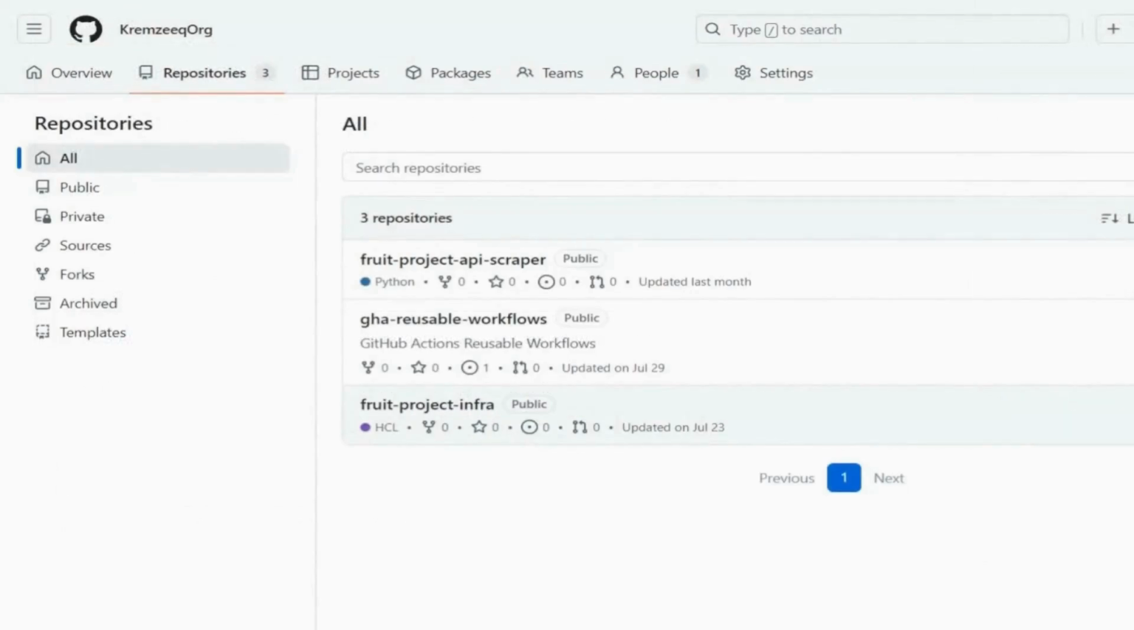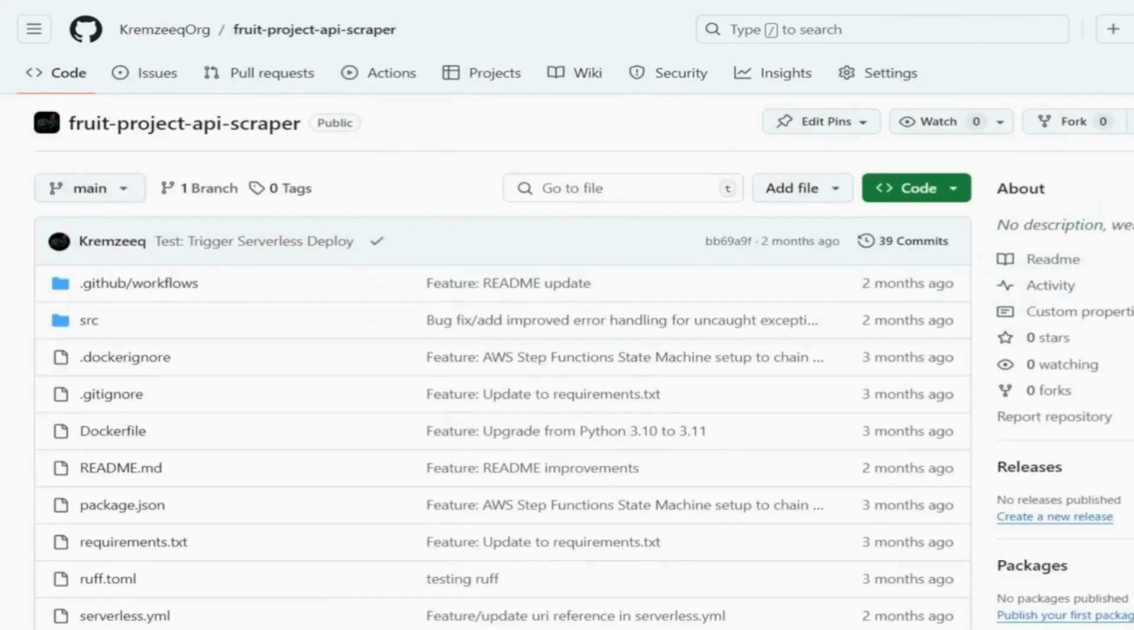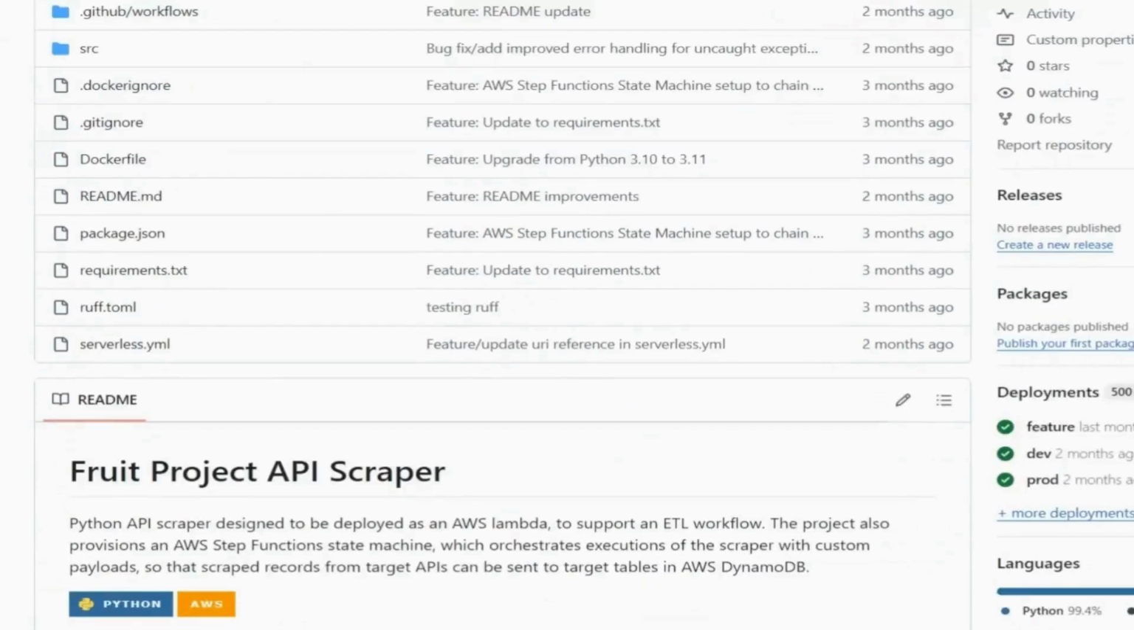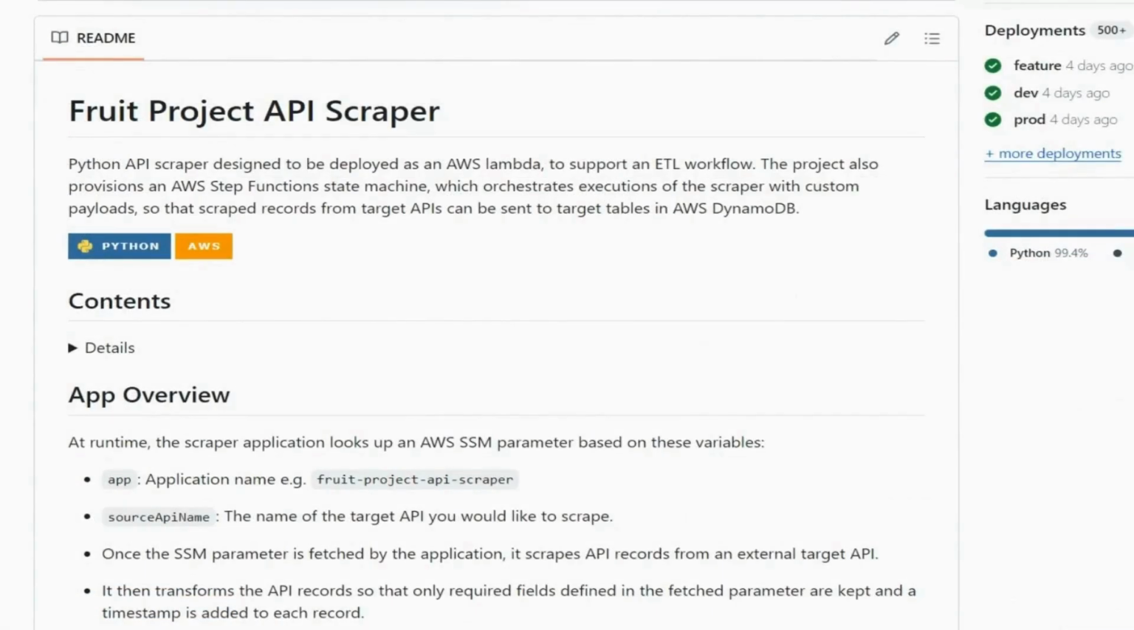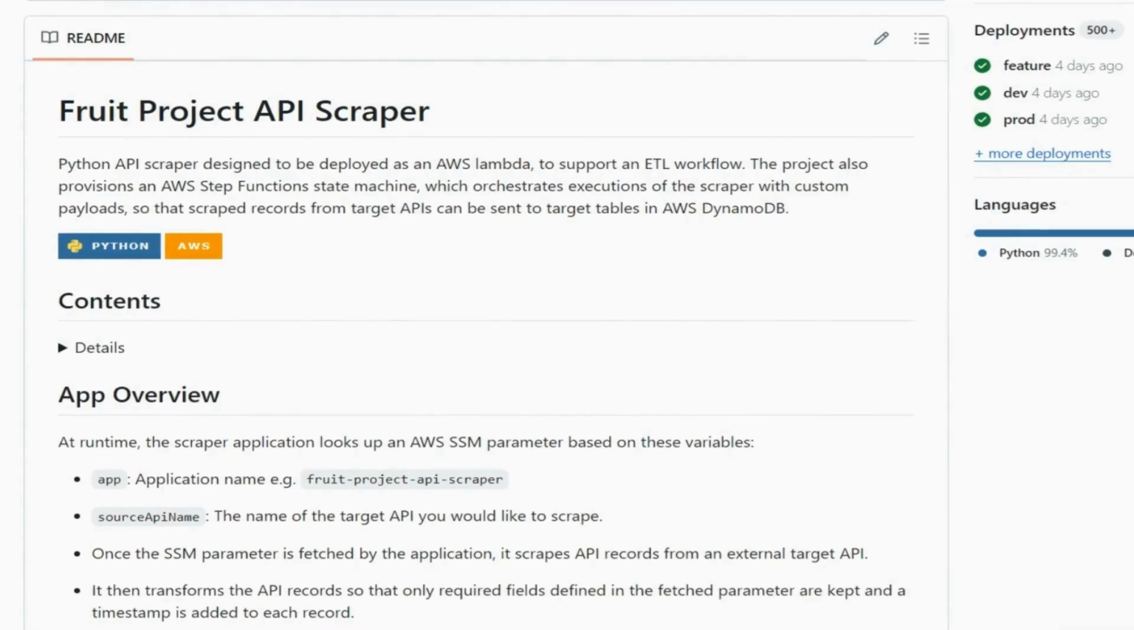With foundational AWS resources already provisioned via Fruit Project Infra, it is possible to trigger the Fruit Project API Scraper pipeline. This provisions an API Scraper application as an AWS Lambda to support an ETL, extract, transform, load process. Serverless deployments to dev and prod take place as part of the main GitHub Actions workflow in this repo.